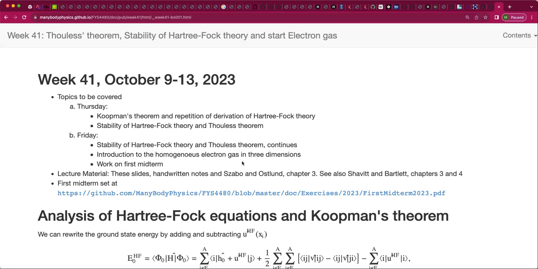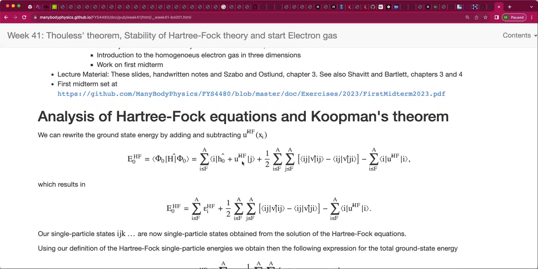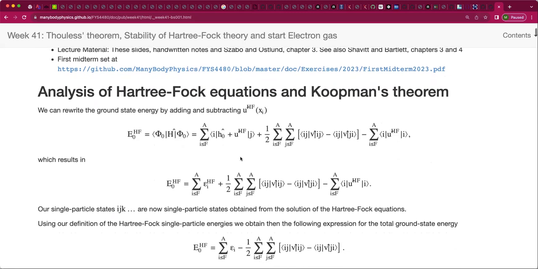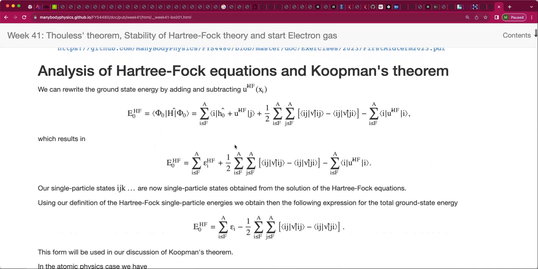Okay, so I wanted just to say something, and I will be using the slides for the analysis of what's called Koopman's theorem, and then we go back to the whiteboard. So the thing which we did last time was actually to rewrite the Hartree-Fock equations in terms of, obviously we have this expectation value. So we defined something which we call the U Hartree-Fock potential.